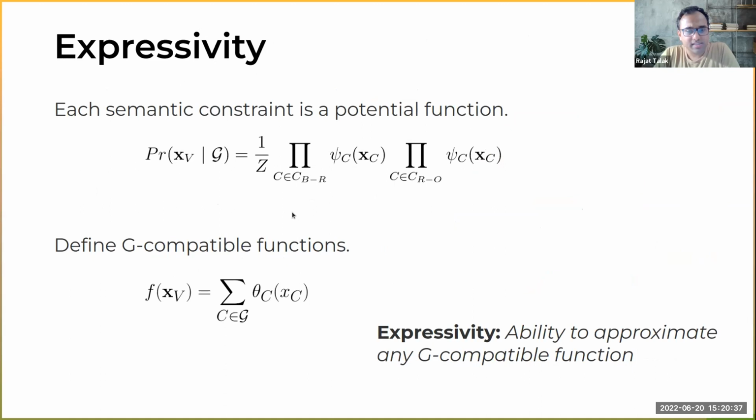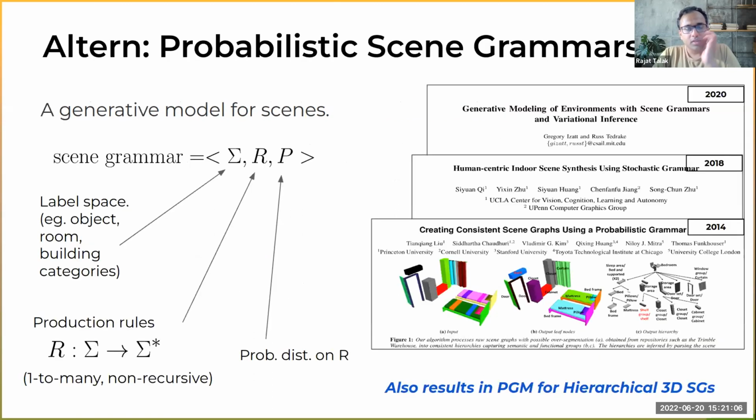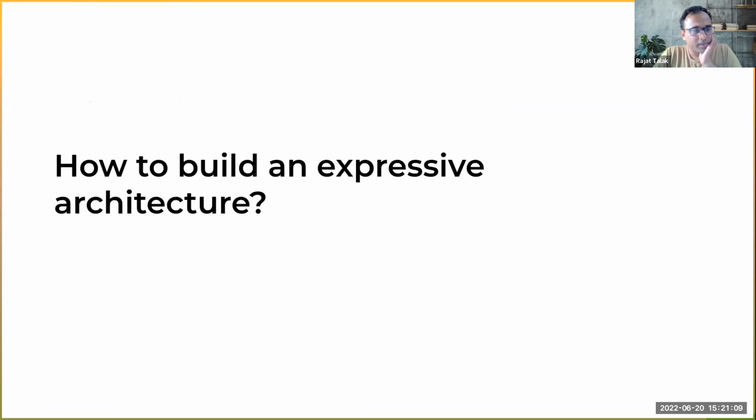So what we call expressivity, we define as the ability to approximate any such function. And we make a slight tweak for mathematical convenience: we replace the multiplication with a summation, by taking the log of the probability, and you get this function, which we call a graph compatible function. If a graph neural network on a graph is able to approximate any graph compatible function, we call it an expressive architecture.